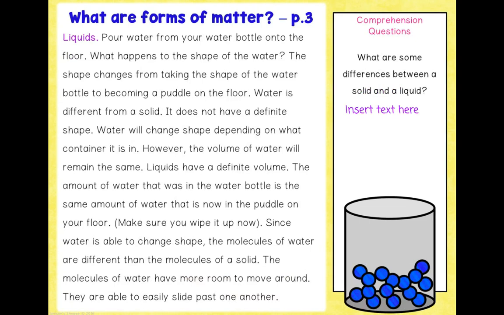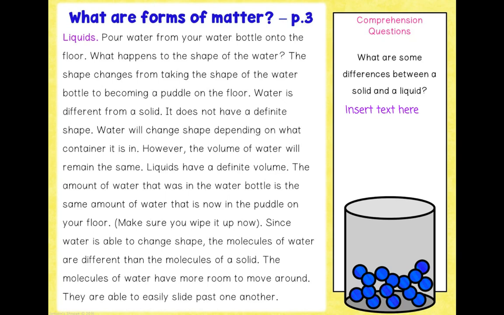Liquids. Pour water from your water bottle onto the floor. What happens to the shape of the water? The shape changes from taking the shape of the water bottle to becoming a puddle on the floor. Water is different from a solid. It does not have a definite shape. Water will change shape depending on what container it is in.